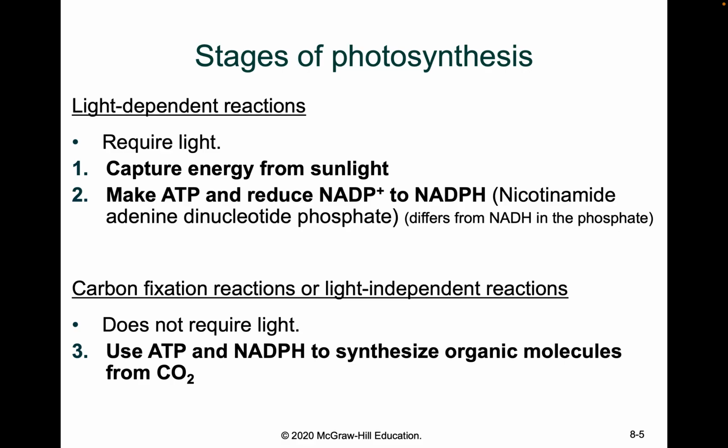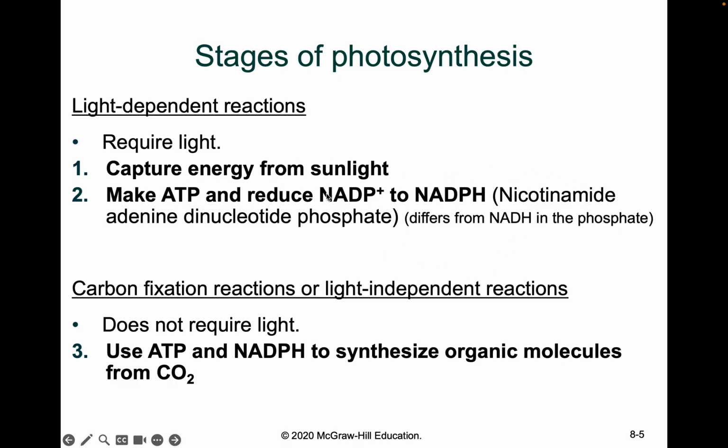They're going to use that energy to create ATP and reduce NADP to NADPH. NADP is literally NAD, but with a phosphate. So it's nicotinamide adenine dinucleotide phosphate. It's the exact same electron carrier that we spoke about in chapter 7, but with a phosphate. What you do here is basically give two electrons and a hydrogen proton. So this is the first reaction, creating NADPH and ATP.